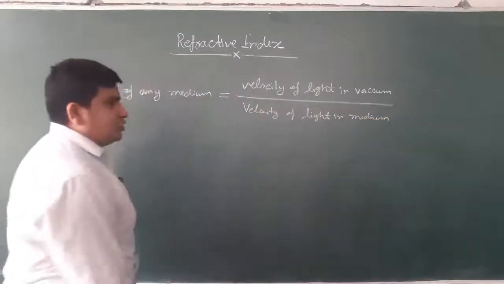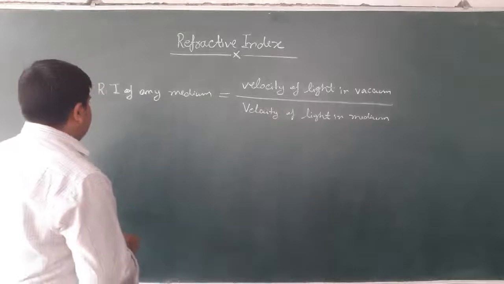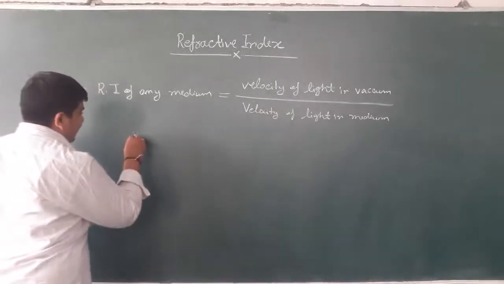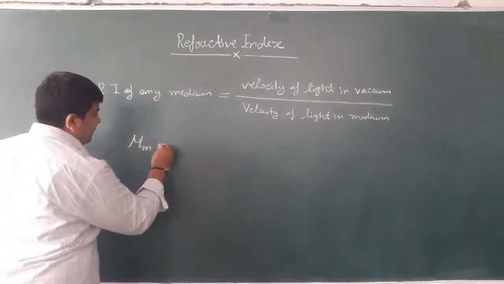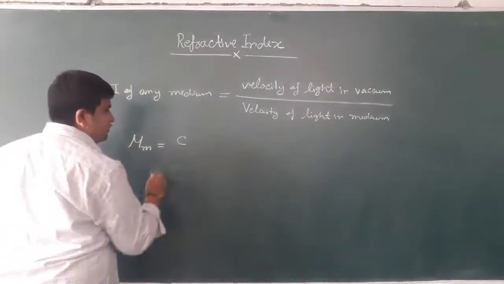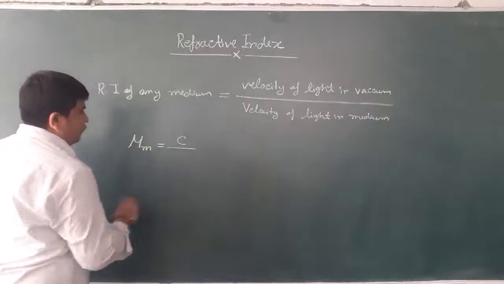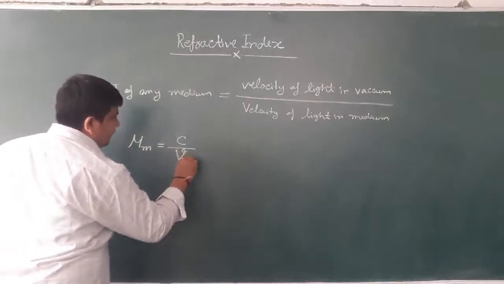So suppose the velocity of light in vacuum is represented by c. So the refractive index of any medium m can be represented as the ratio of the velocity of light in vacuum, c, to the velocity of light in the medium, that is Vm.